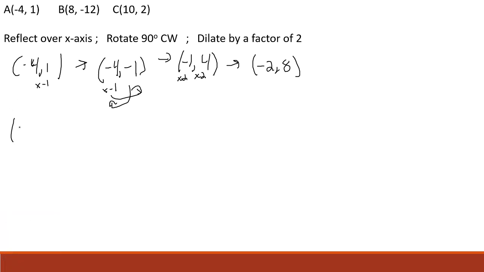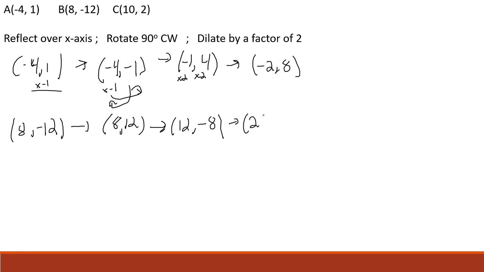So let's do 8 comma -12. I can simply look at the bottom here and say what to do. So times the y by -1. So 8 comma 12, times the x by -1 and then swap them. So 12 comma -8 and then times by 2. So 24 comma -16. Okay.